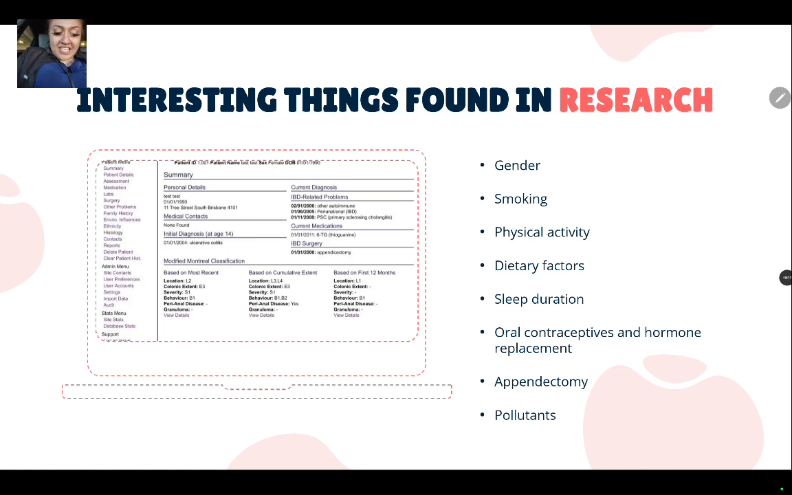So there's emerging evidence that suggests that environmental pollutants may also be associated with an increased risk of developing IBD overall. All of that said, each of these, along with several other things, may be considered to be risk or protective factors associated with IBD. These are just the ones that I personally found really interesting and unique.